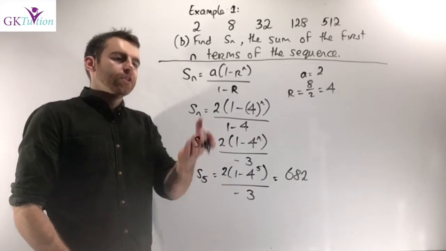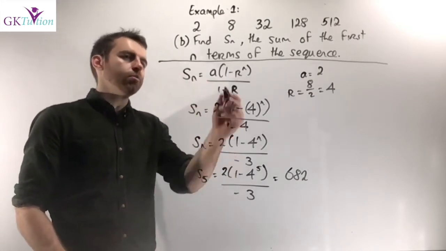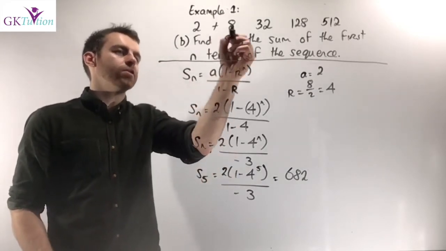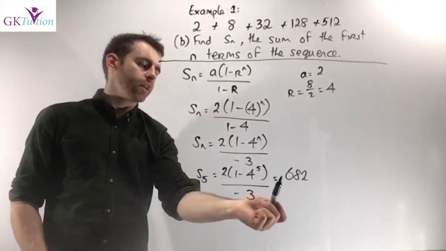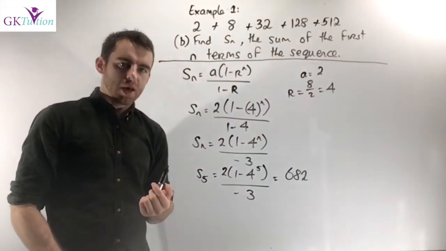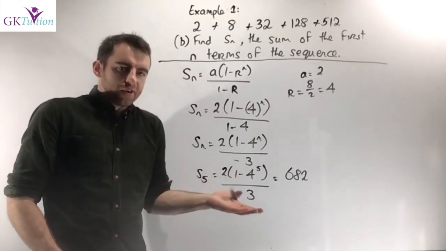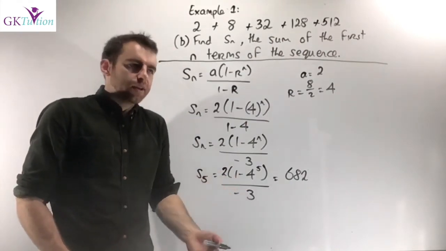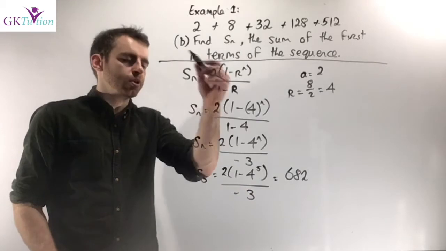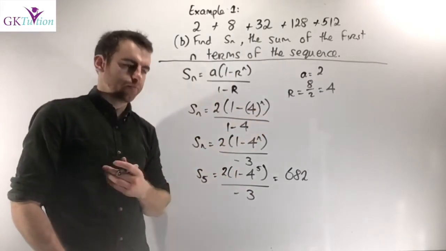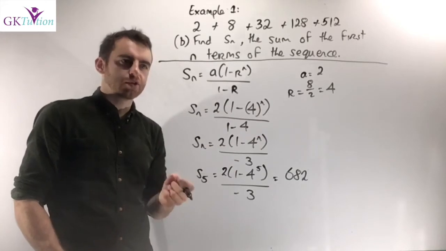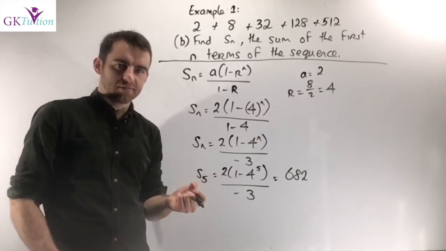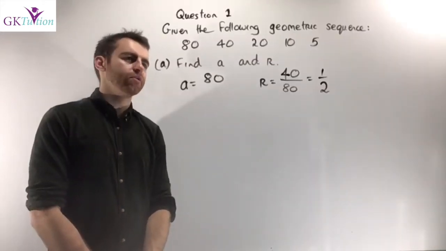Just be aware there, obviously you could use that formula, but it probably would be easier if you're asked to get S5 to just add the first 5 terms together. If you add those 5 terms together, you get 682. But obviously if you're asked to get something like S100 or S1,000,000 or S of a large number, it's much easier to just use the formula. So now that we've just subbed into the formula, I want to give you a few questions to try using Tn and Sn.